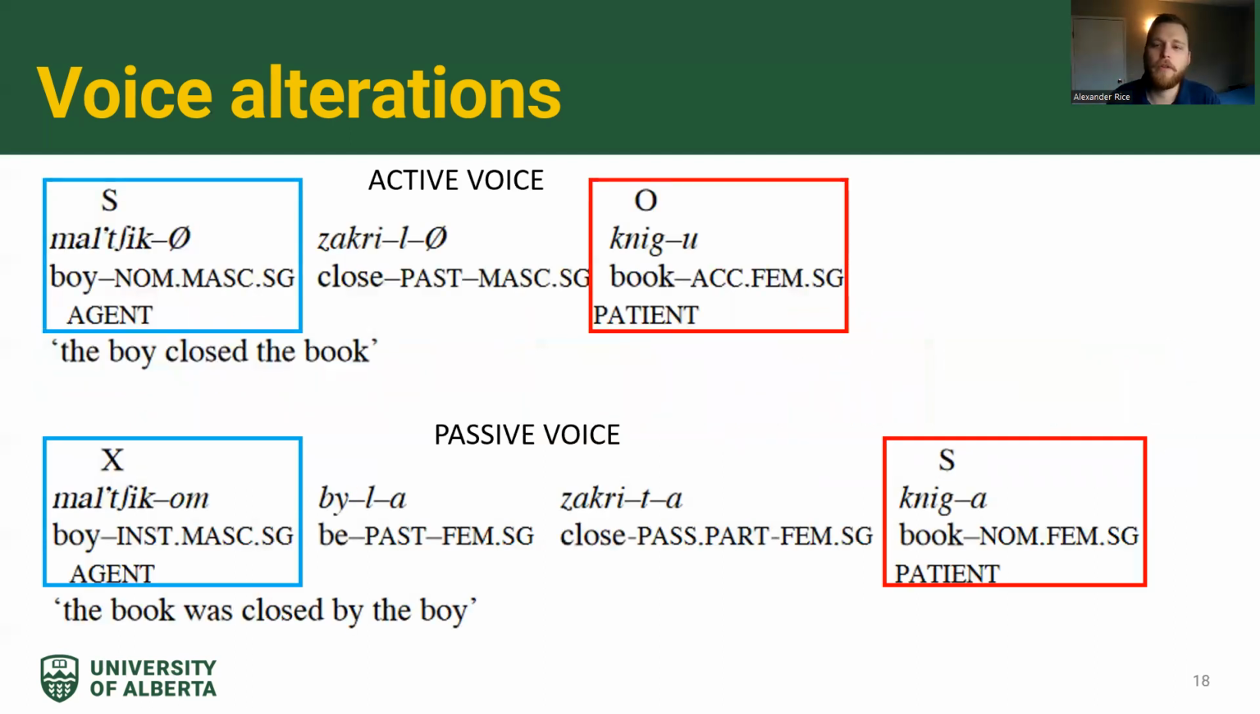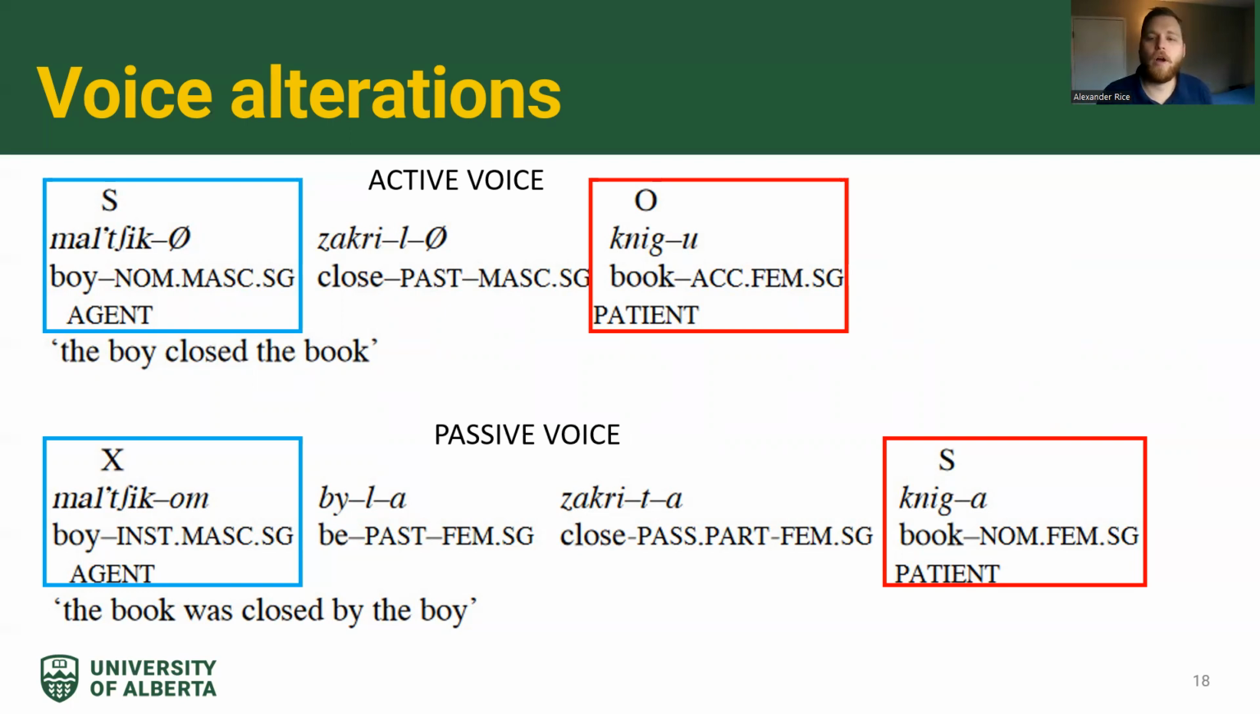Let's look at another language. This is Russian. We have an active and a passive sentence. Remember that Russian uses case and agreement to encode grammatical relations. Thus, if we're going to look at an alternation between active voice and passive voice, we can expect that things are going to change in the case and agreement systems here.